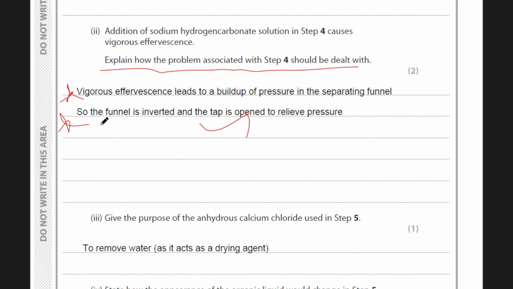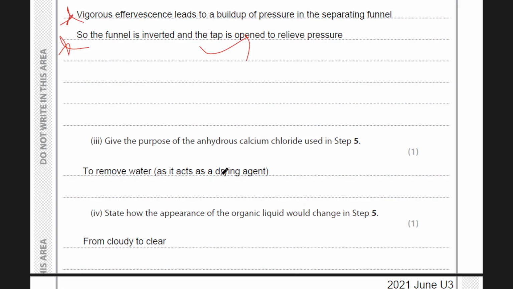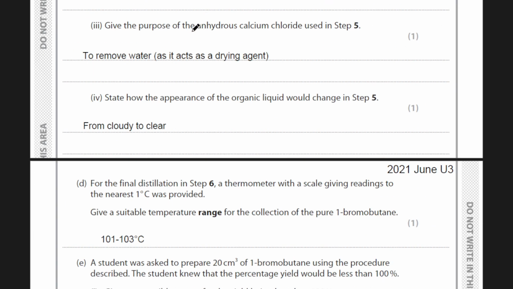Why is it done? Because during the solvent extraction process, gases tend to accumulate inside the separating funnel, increasing the pressure. So this process is performed in order to relieve the pressure, basically to release the gas. So this is very important. The purpose of anhydrous calcium chloride is to act as a drying agent.